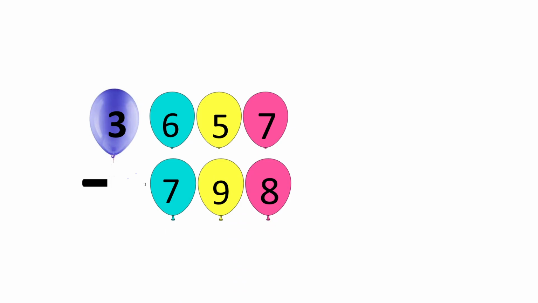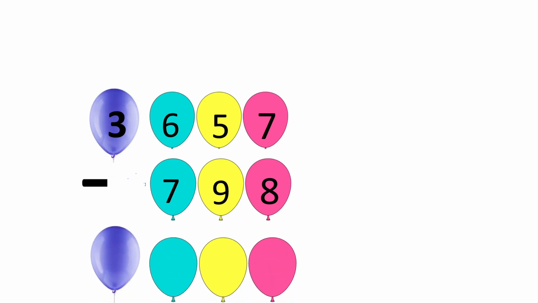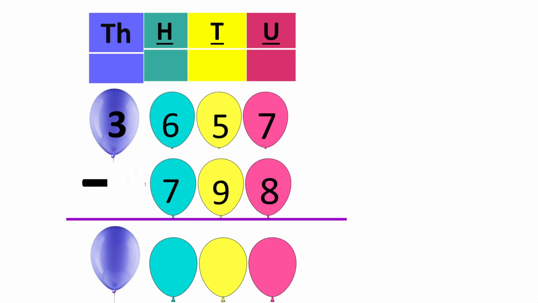Children, while doing subtraction, always remember to write the bigger number on the top and smaller number below that. Write place of each digit also properly and leave space for answer. Let us subtract from units. Here you cannot subtract 8 units from 7 units because 7 is a smaller number.